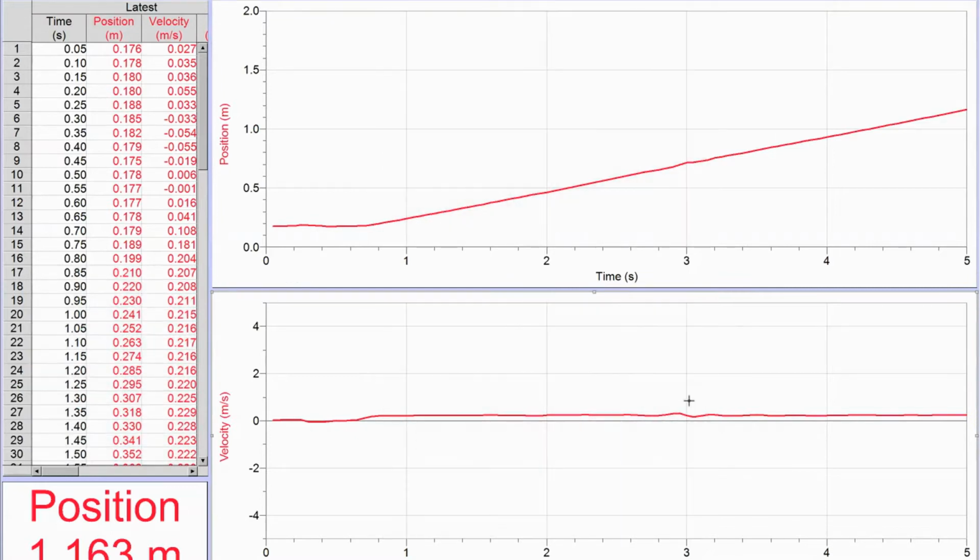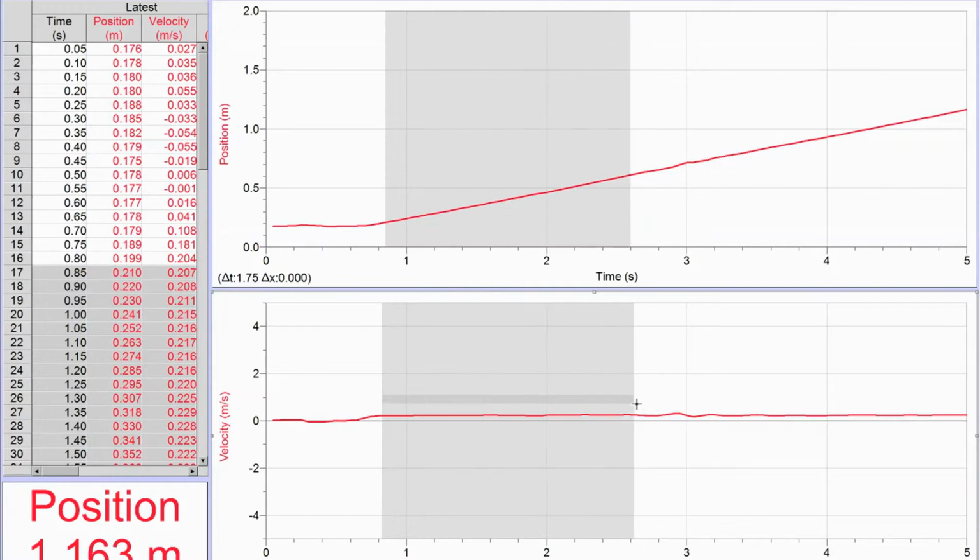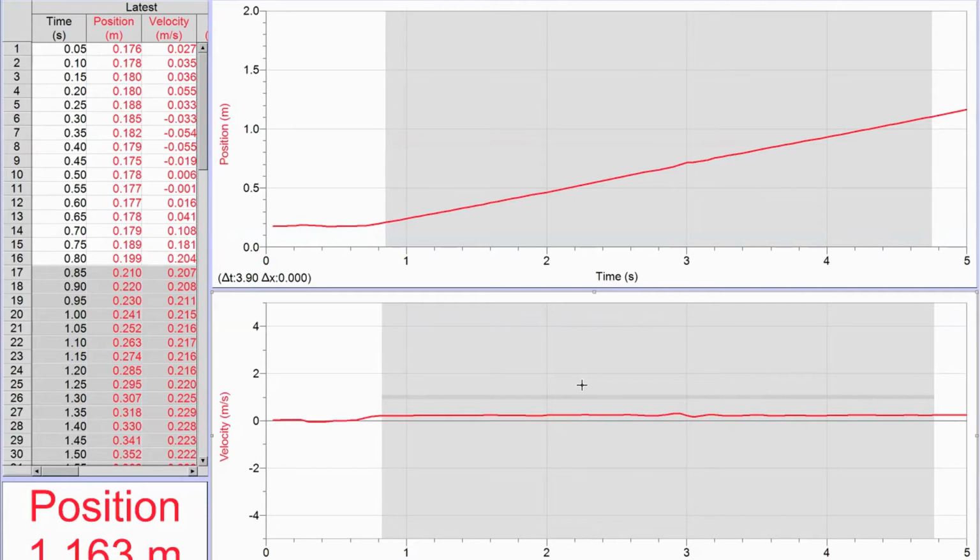There's a little wobble right around here, but more or less we just have a straight horizontal line. It's because that car didn't speed up, it didn't slow down. So that's just what we're looking for. And this is the same thing that we should see when I pull that block across the countertop.